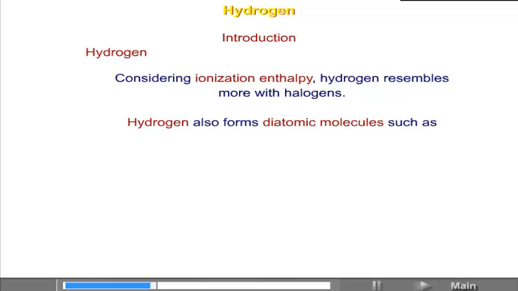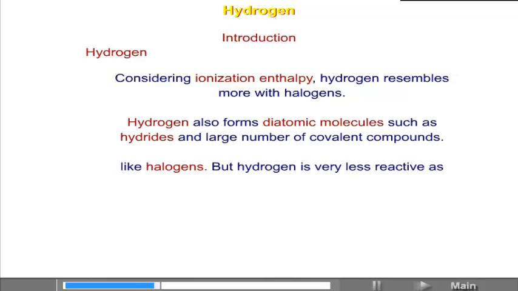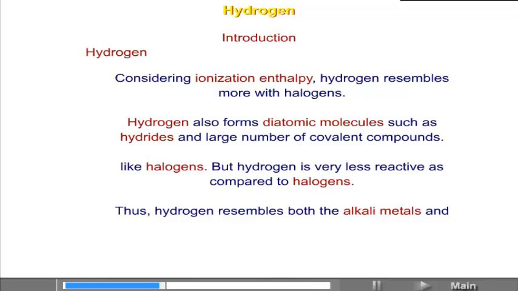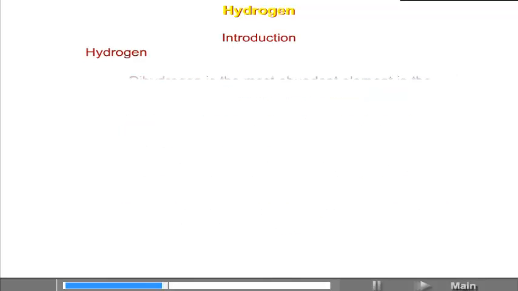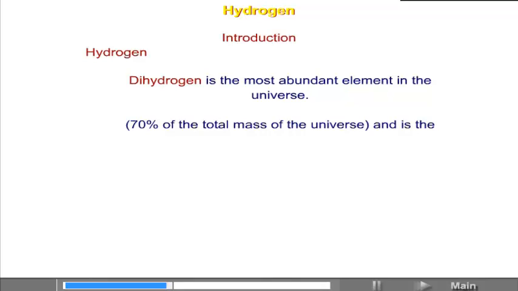Hydrogen also forms diatomic molecules and a large number of covalent compounds like halogens. But hydrogen is very less reactive as compared to halogens. Thus, hydrogen resembles both the alkali metals and the halogens. Dihydrogen is the most abundant element in the universe. It makes up 70% of the total mass of the universe and is the main element in the solar system.